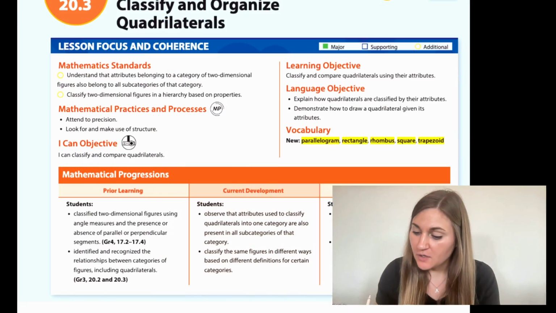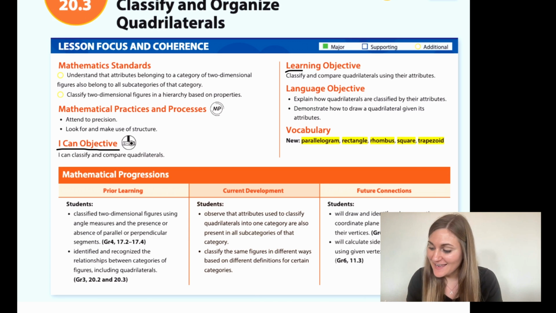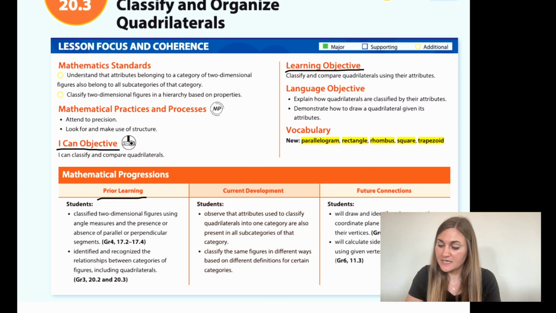I'm going to start off by going over the I can objective. It says I can classify and compare quadrilaterals, and the learning objective is to classify and compare quadrilaterals using their attributes. Prior learning is that students classified two-dimensional figures using angle measures and the presence or absence of parallel or perpendicular segments. Students identified and recognized the relationships between categories of figures, including quadrilaterals.